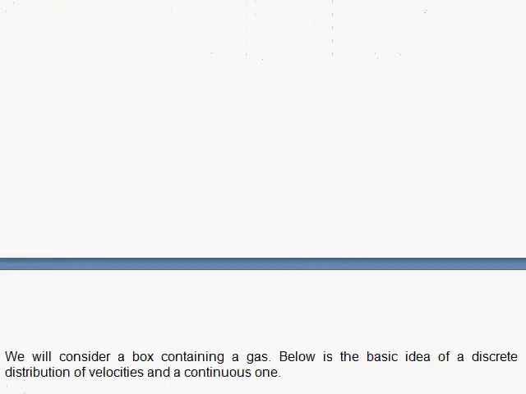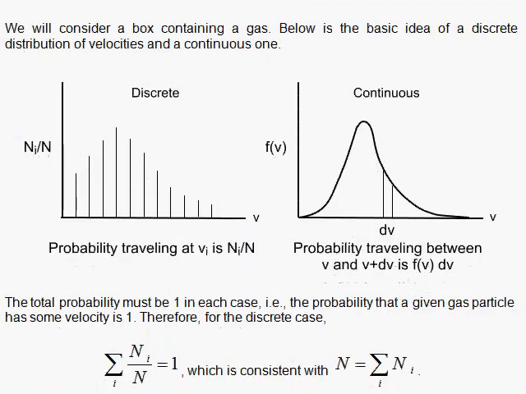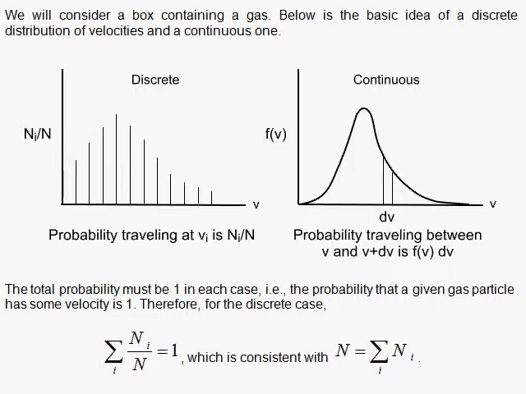To do this, we're going to need the concept of probability. So we're going to look at discrete and continuous probability. Here, a little review. If we have, say, 12 different velocities and n sub 3 represents the number of particles that have the third velocity, by dividing by the total number of particles, we get the probability that we have a particle with the third velocity.